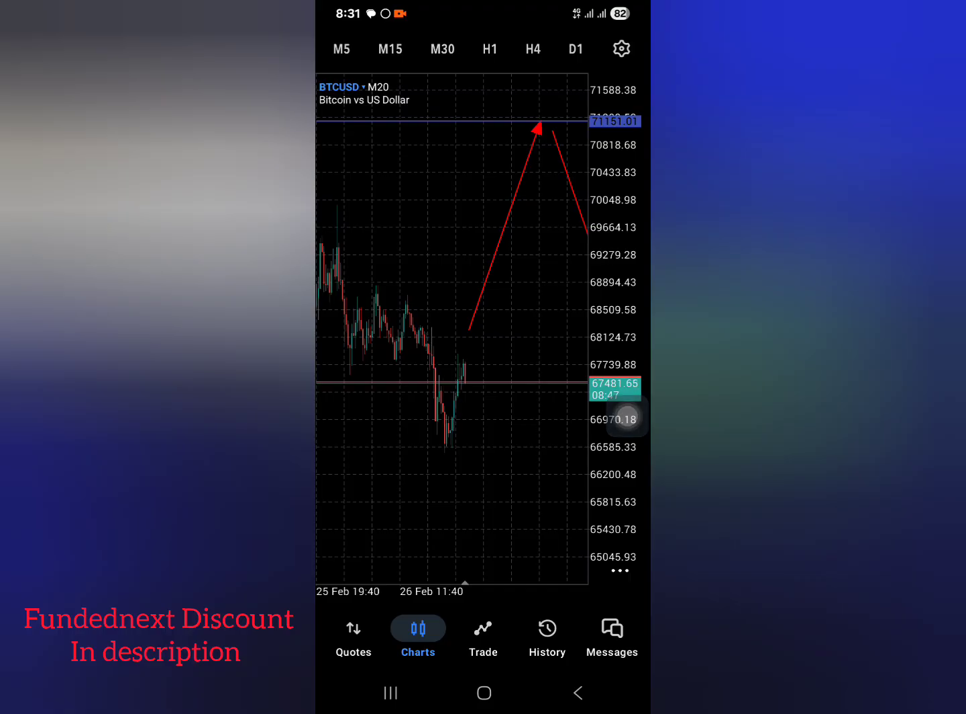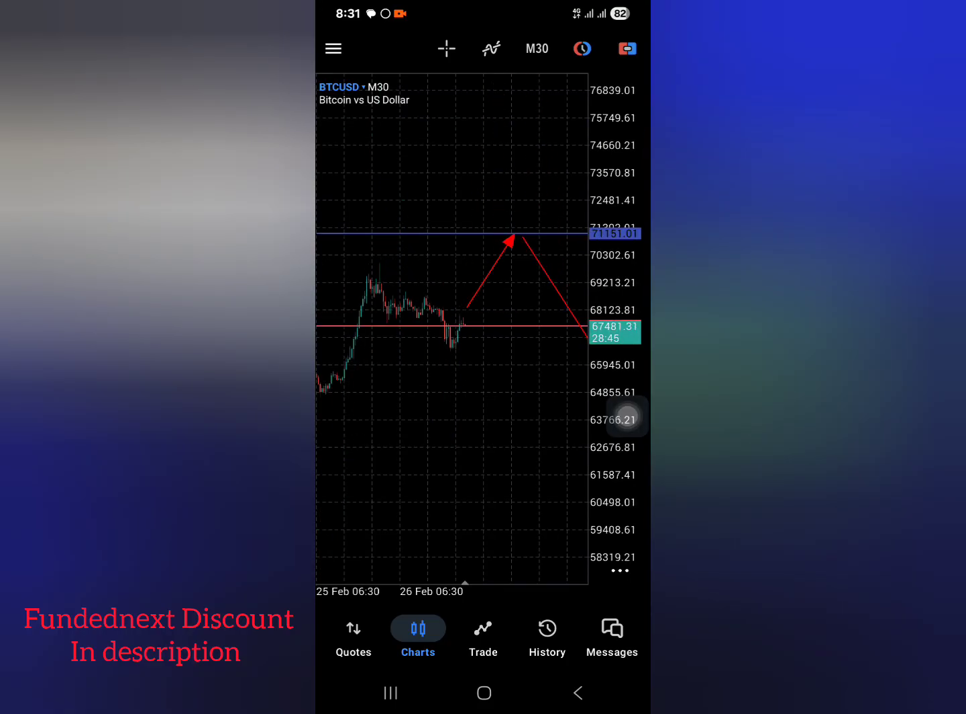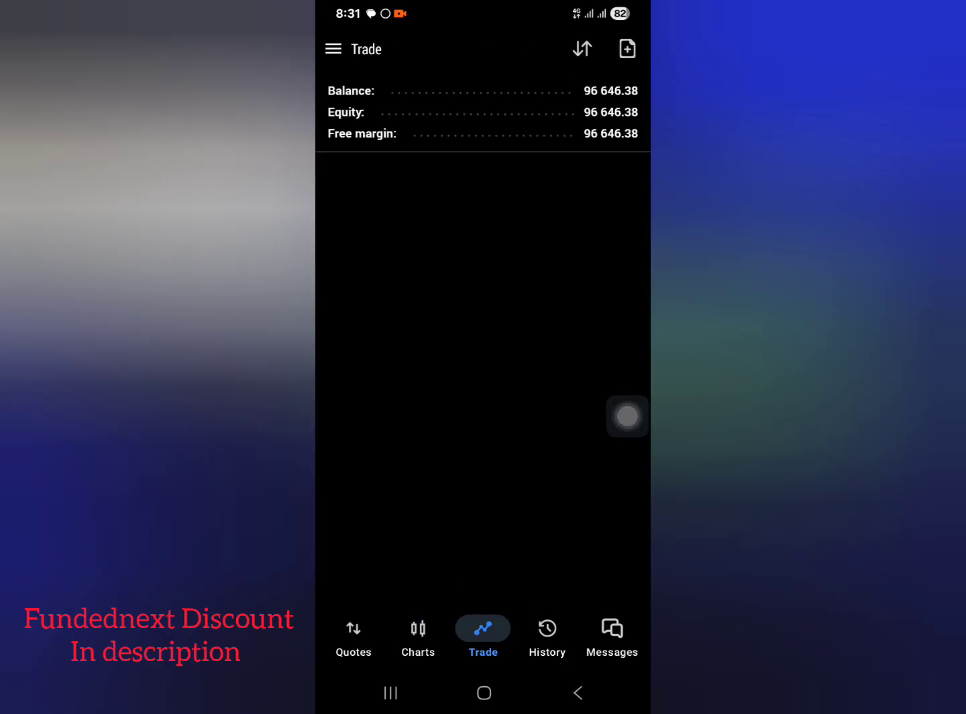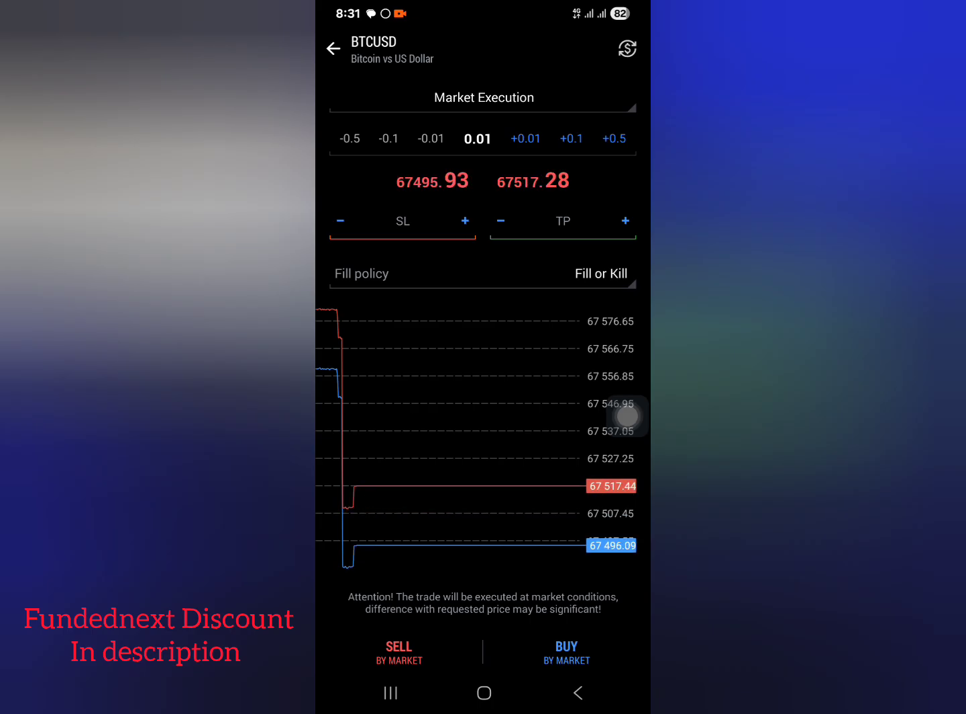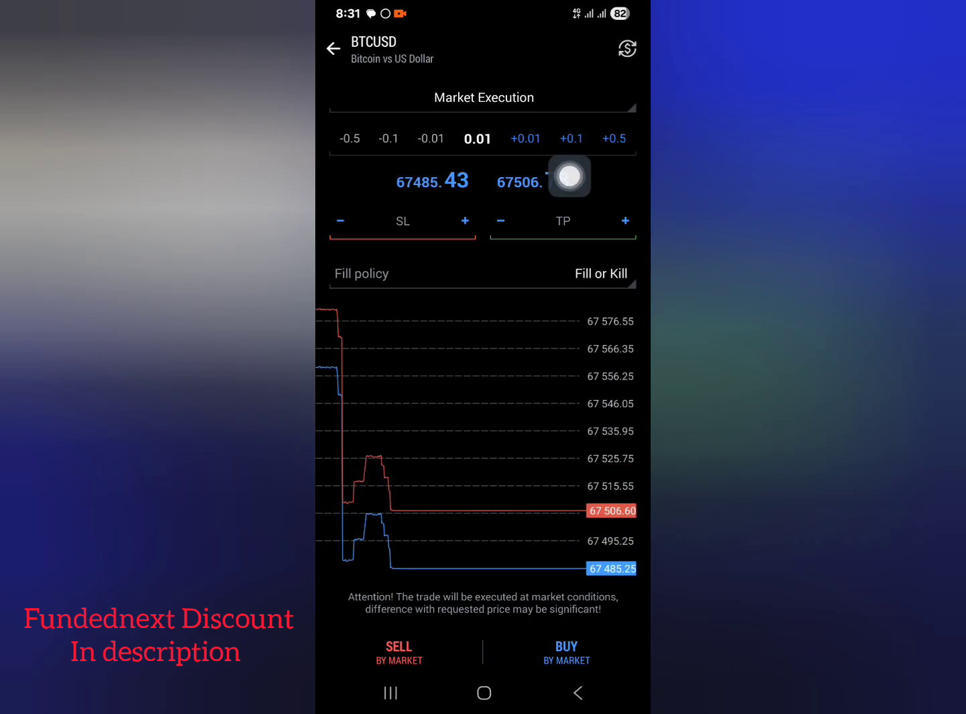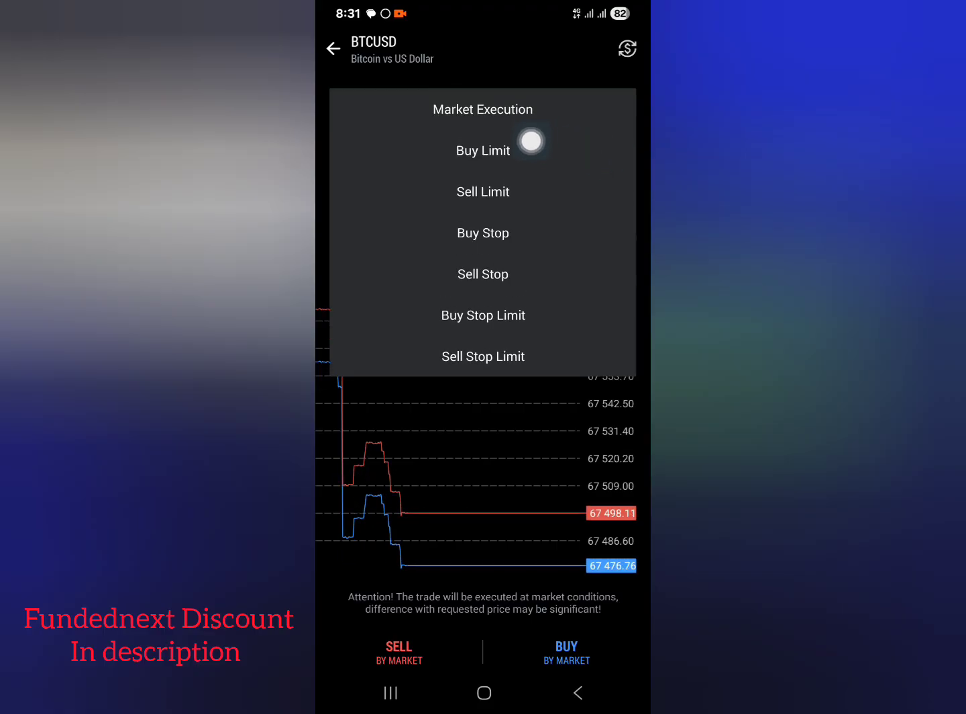The order types are buy limit and sell limit, and for the person who enters the trade, your buy limit, your sell limit, your market execution, your buy stop, sell stop, buy stop limit, sell stop limit.